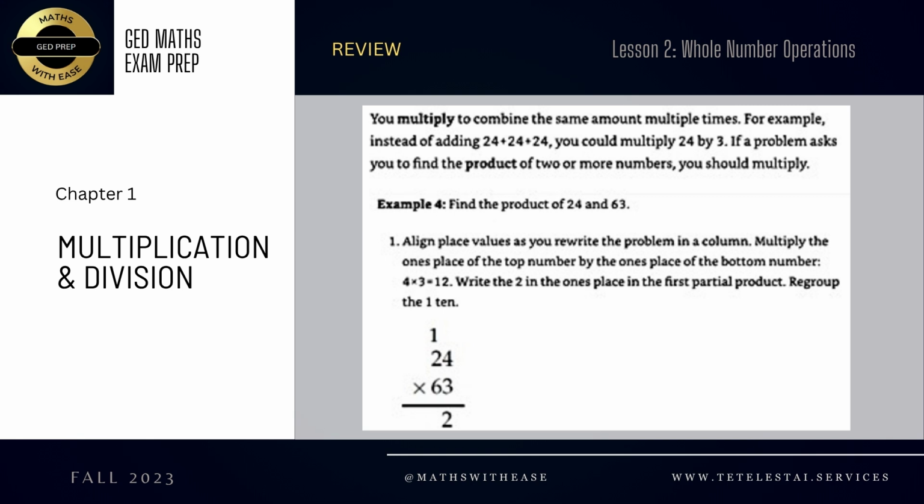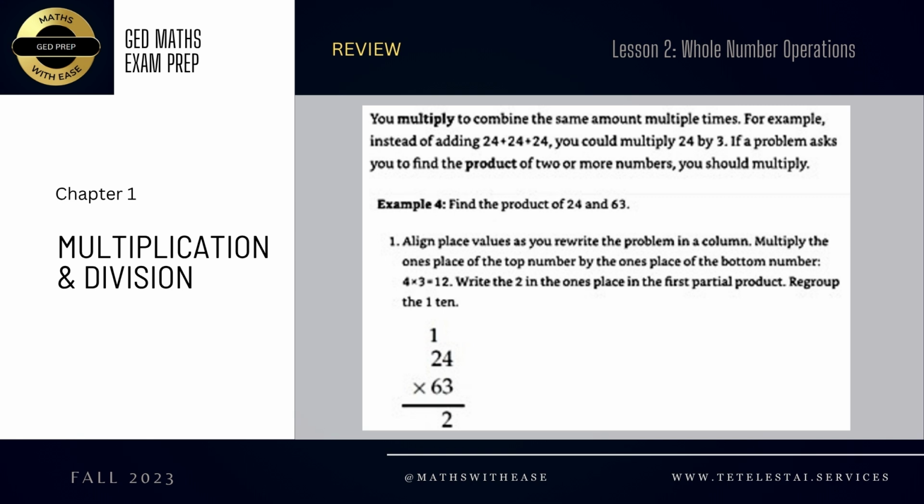Let's see. Yes. Multiplication can essentially translate to adding the same number multiple times. So in this instance, instead of adding 24 plus 24 plus 24, you would just multiply 24 times 3, right? Which would give you 72. If a problem asks you to find the product of two or more numbers, you know that you're being asked to multiply. So here we are being asked to multiply or find the product of 24 and 63.